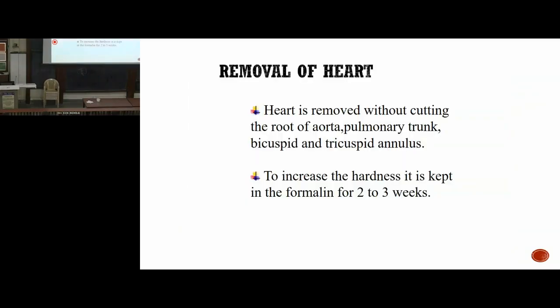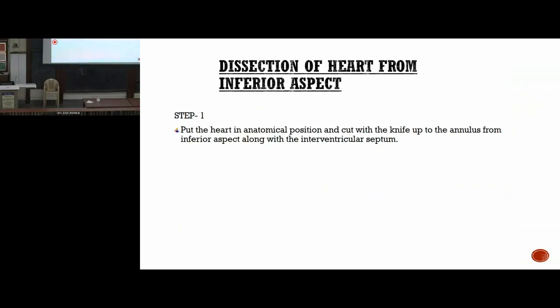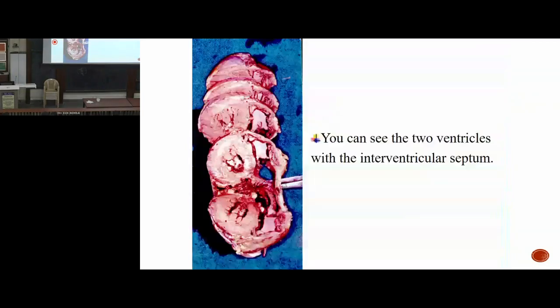right trigone. What I have done is remove the heart with the tricuspid annulus intact, along with the aorta, pulmonary trunk, and the bicuspid and tricuspid annuli. To increase the hardness, I kept it in formalin. Then the heart is kept in the anatomical position and cut from the inferior aspect to the apex, up to the base.